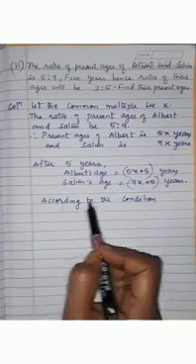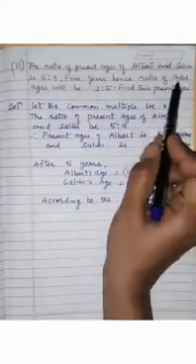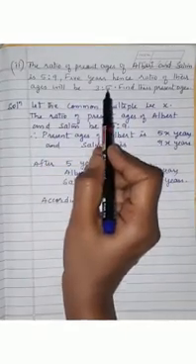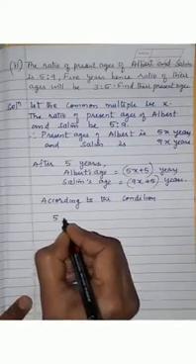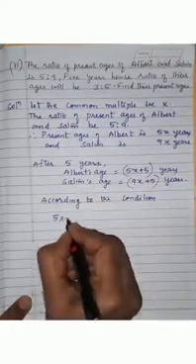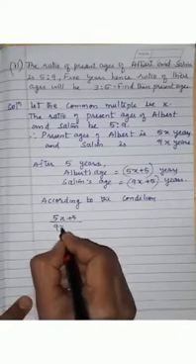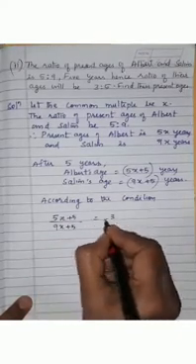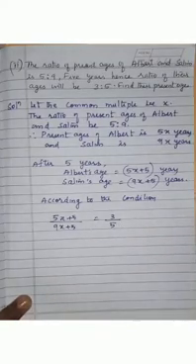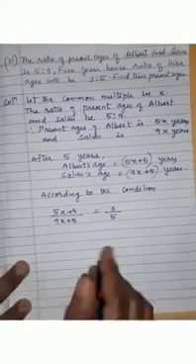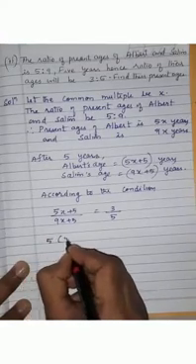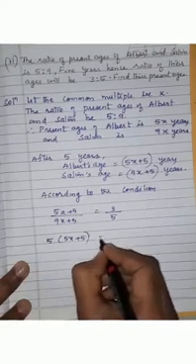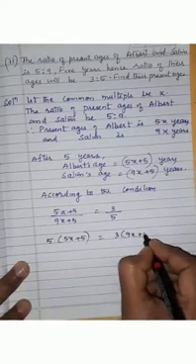Then according to the condition, what condition have they given? After 5 years, that means 5 years hence, the ratio of their ages will become 3:5. That means after 5 years, the ratio of ages of Albert and Salim is 5x plus 5 upon 9x plus 5 is equal to 3 upon 5. Now children, what we have to do? We have to do the cross multiplication. So when we do cross multiplication, we get 5 into (5x plus 5) is equal to 3 into (9x plus 5).